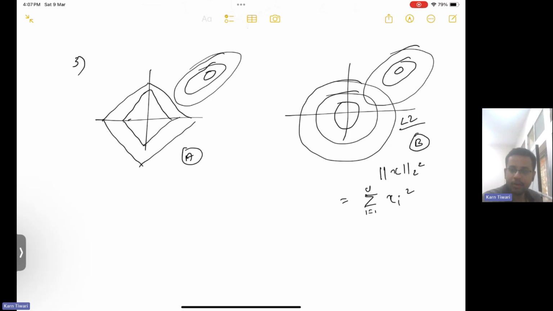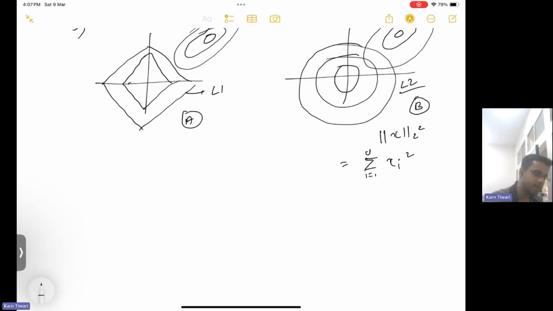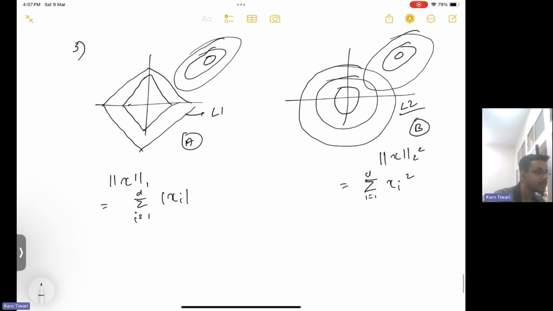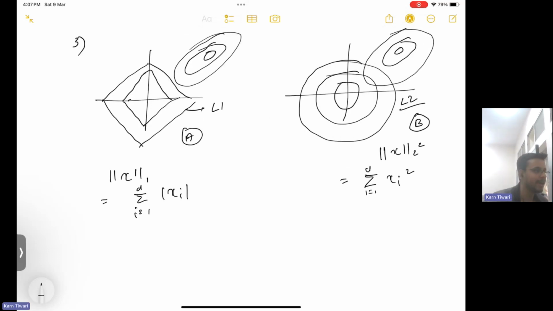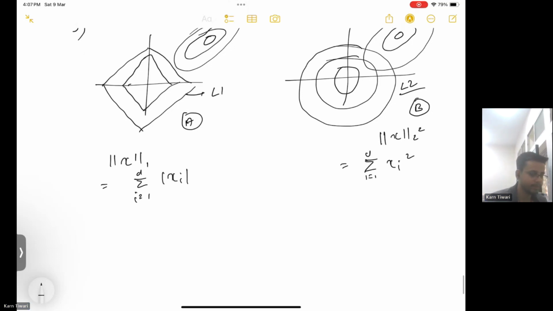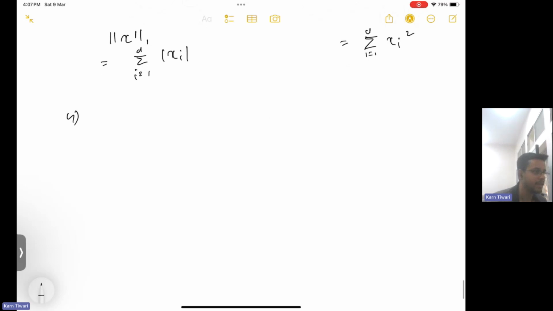This L1 is also a norm ball. Those who are familiar with norm balls would already classify this as an L1 norm ball. The L1 norm ball is defined as the summation over i from 1 to d of |x_i|, that is, the absolute value of each dimension of the vector. That is equivalent to the definition of the L1 norm. So the answer is that A represents L1 regularization and B represents L2. That was question 3.